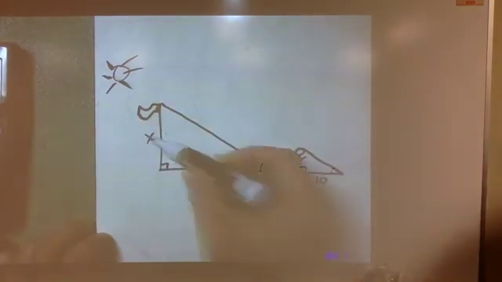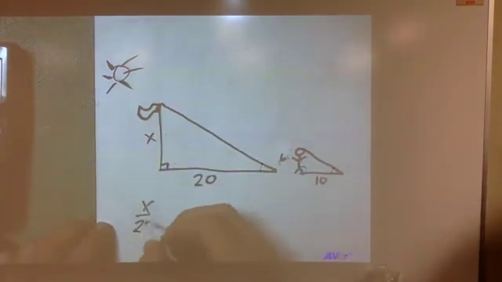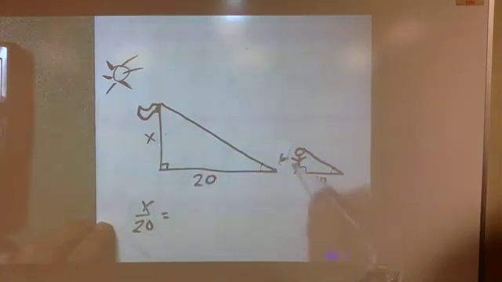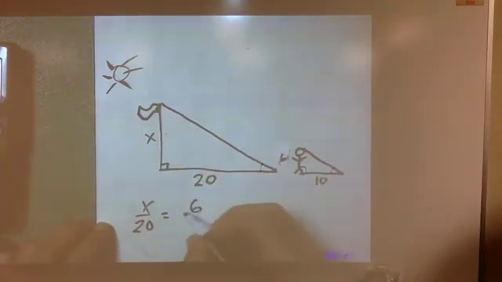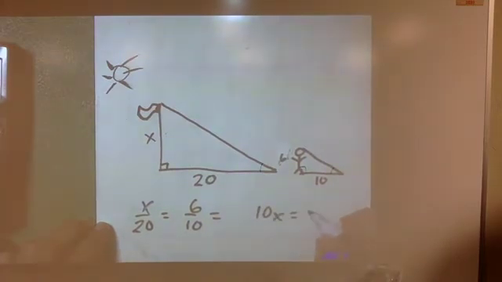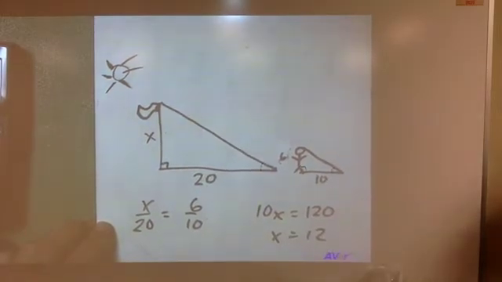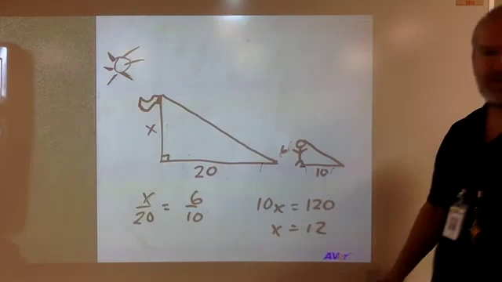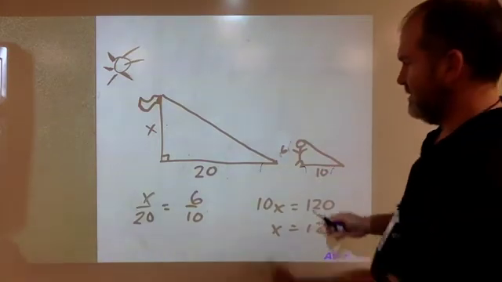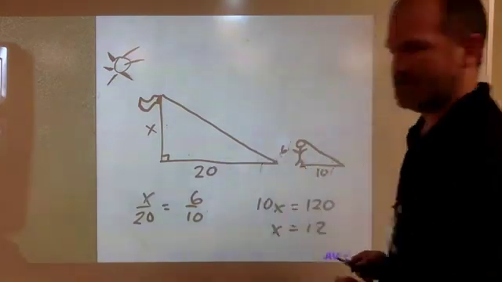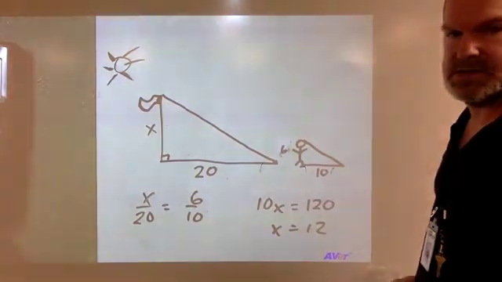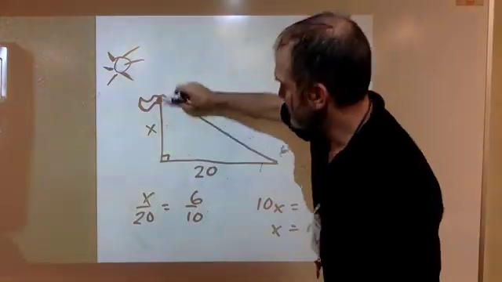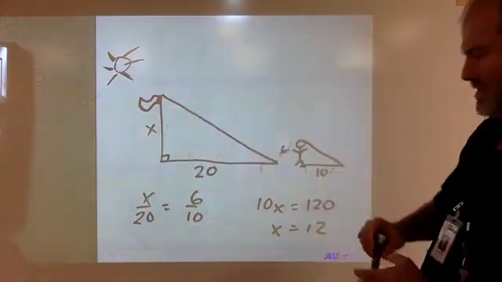So let's go the same triangle. X over 20 is equal to, that was left to bottom, so I have to go left to bottom here, 6 over 10. So that's 10x is equal to 120. So x is equal to 12. So the flagpole was 12 feet tall. Maybe you can figure that out in your head if you notice that this triangle is twice as big as that one, because 20 is twice as big as 10, so the flagpole must be twice as tall as me.